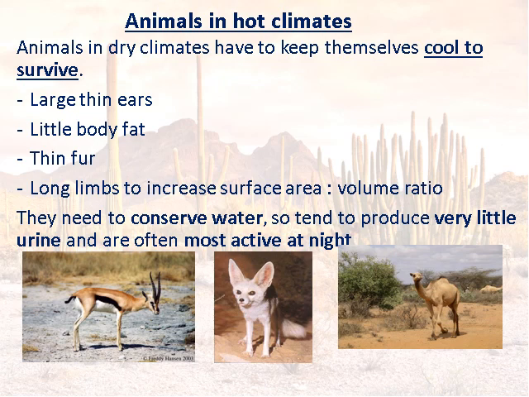So on the flip side, we've got animals in hot climates. They want to keep themselves as cool as possible. So they have large, thin ears, and that helps them to radiate heat. They have little body fat because they don't need that layer of insulation to keep them warm. The fur is thin and it's usually sandy coloured, as you can see. And they have a longer body shape and long limbs as well, and what that does is it gives it a larger surface area to volume ratio. So a large surface area to volume ratio increases heat loss, which is good in this instance.